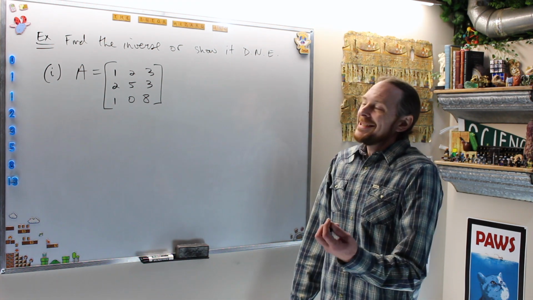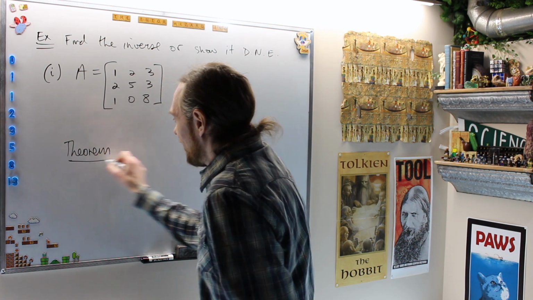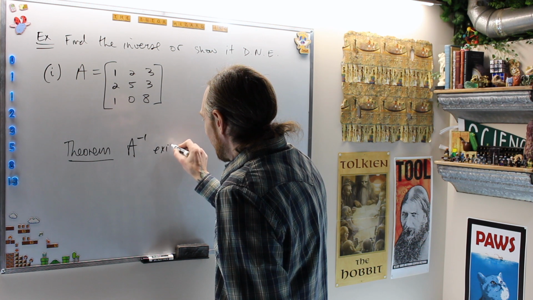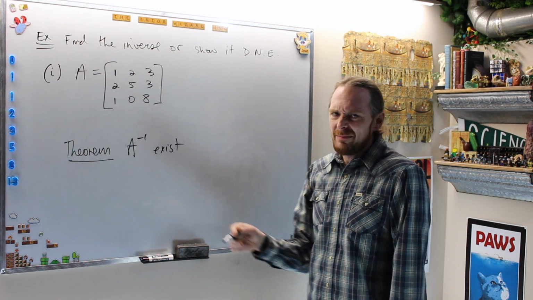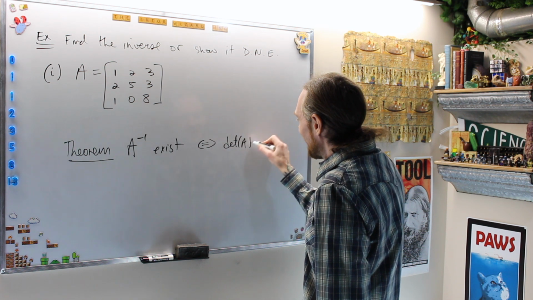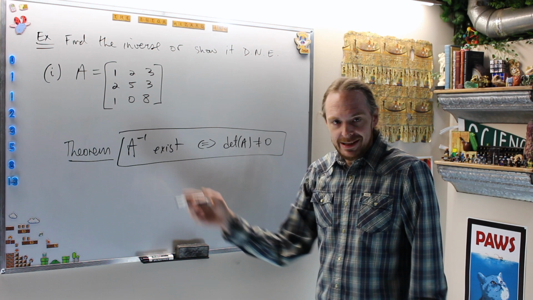Let's do it. I'm going to guess as a check theorem, A minus 1 exists. I'll be lazy. Let A be an n by n matrix. This exists if and only if the determinant of A is not 0. I don't know if I said it last time, but I'm saying it now.